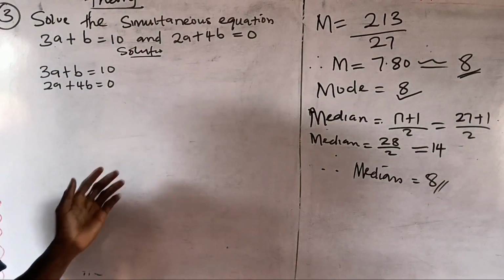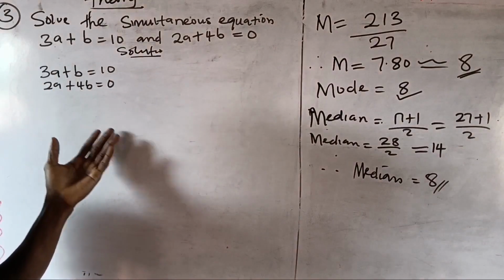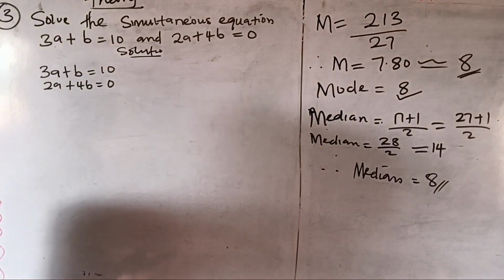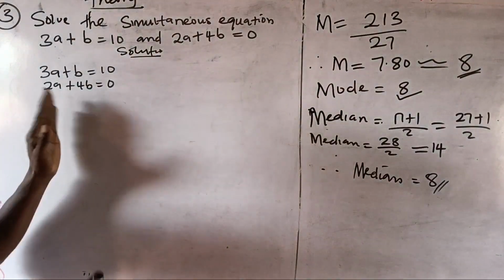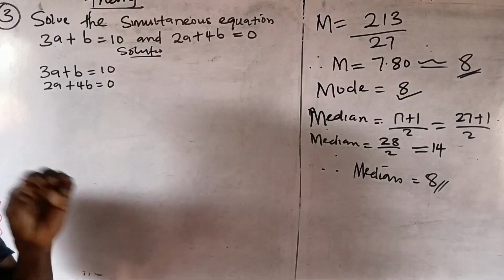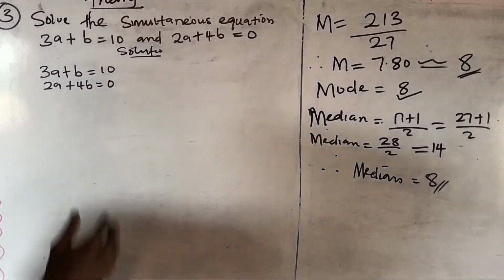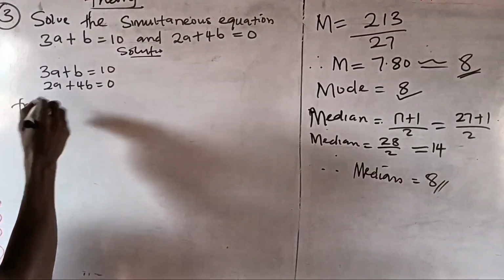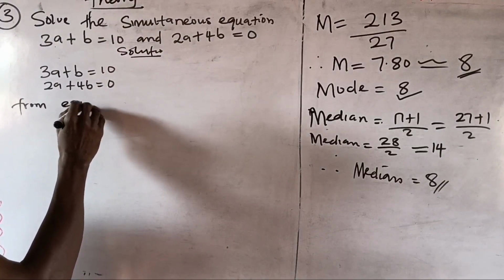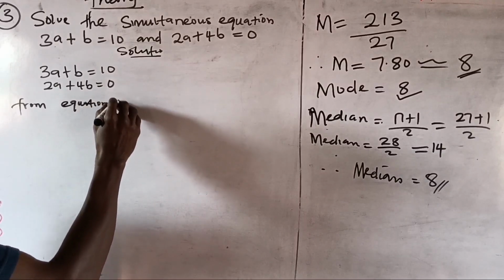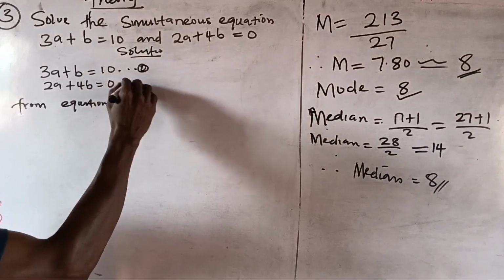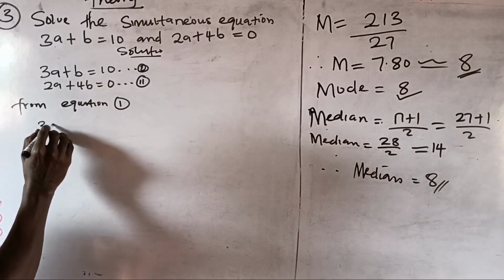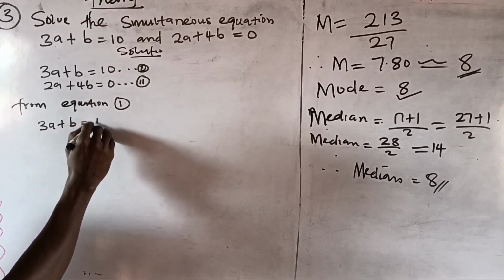We have several methods in solving this kind of simultaneous equation. We have the elimination method, the substitution method, and the graphical method. So I'll be using two methods to solve this equation, and we are going to get the same result. Firstly, I will use the substitution method. This is equation 1 and this is equation 2. So from equation 1, 3a plus b equals 10.